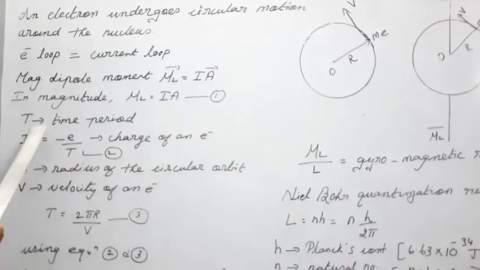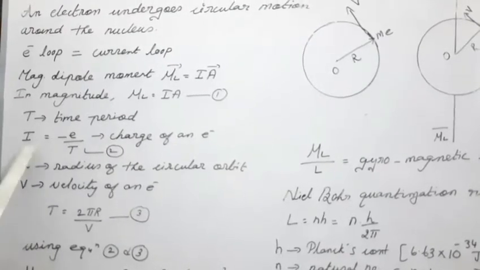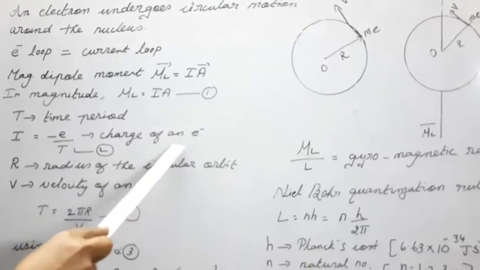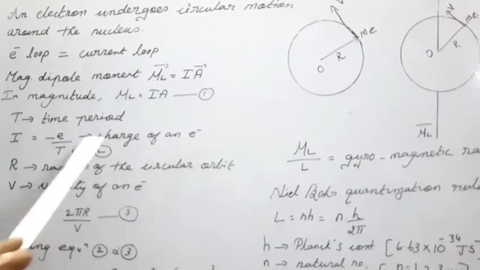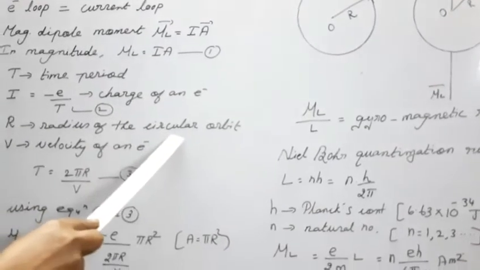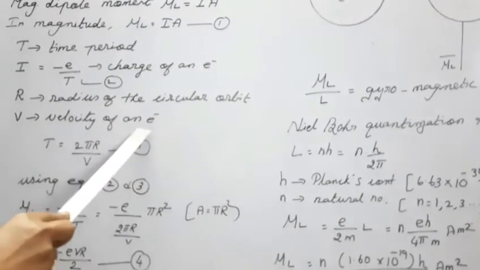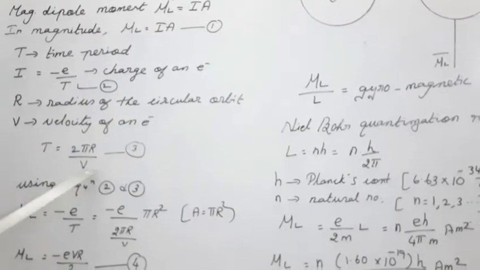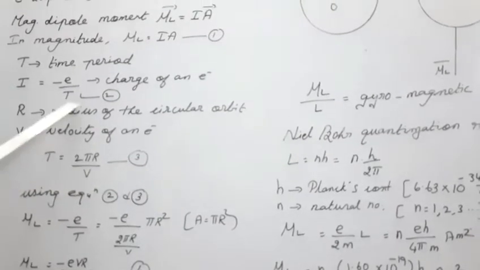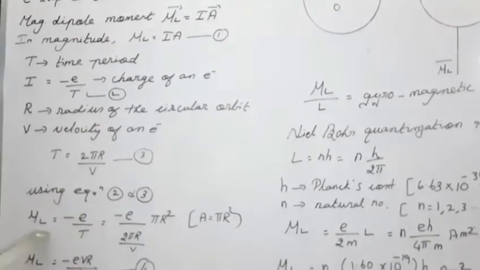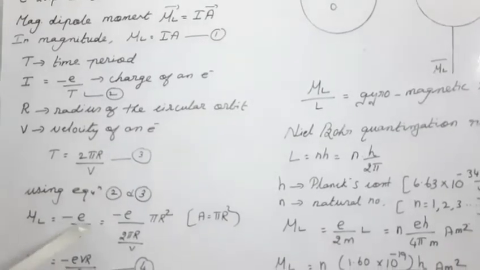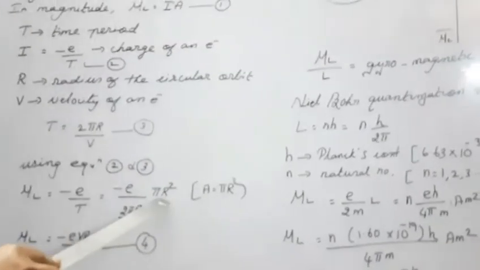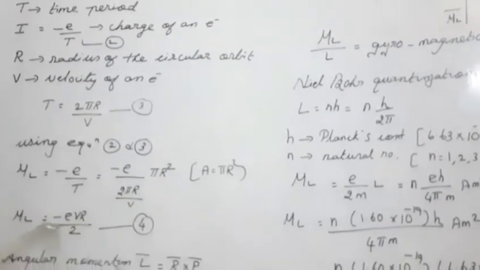If T is the time period of an electron, then the current I is equal to -e by T, where -e is known as the charge of the electron. R is the radius of the circular orbit and v is the velocity of the electron. Therefore, time period T equals 2πr by v. So, using these two equations, we can write μL equals -e by (2πr by v) into πr², where instead of A, I am writing πr².